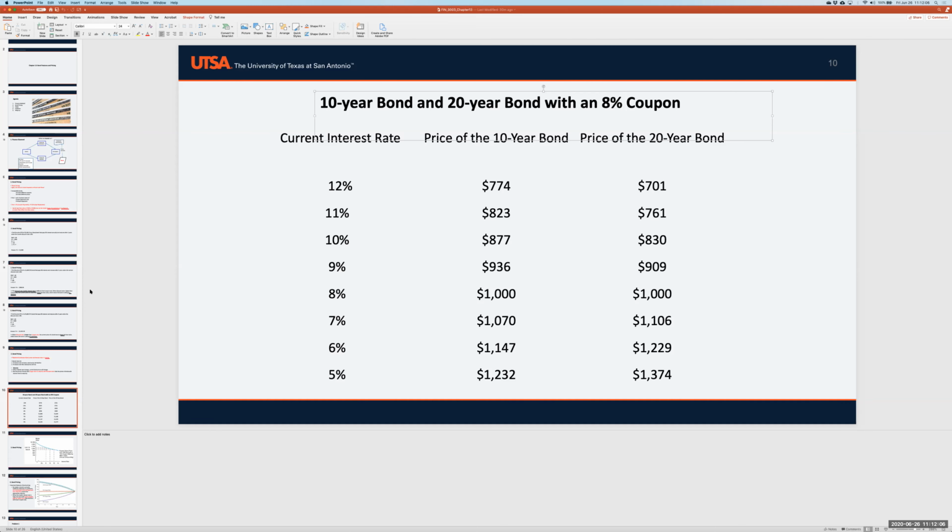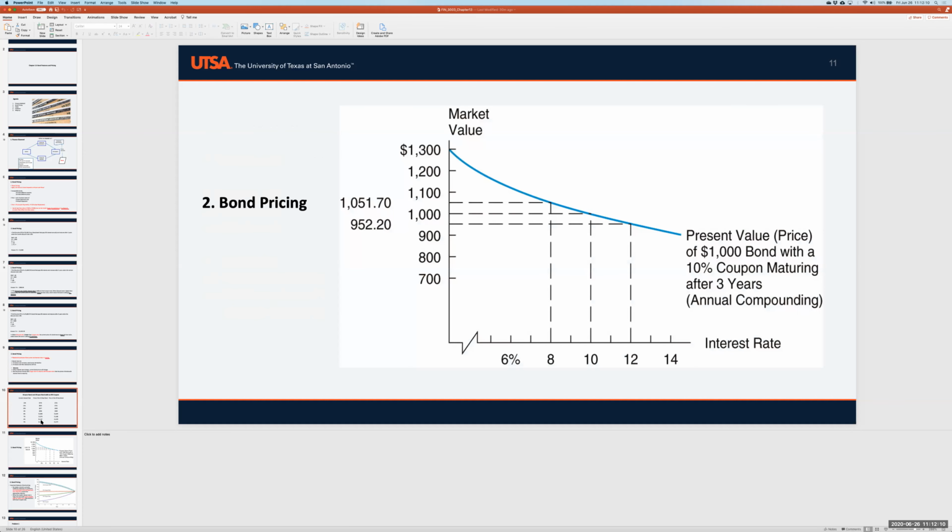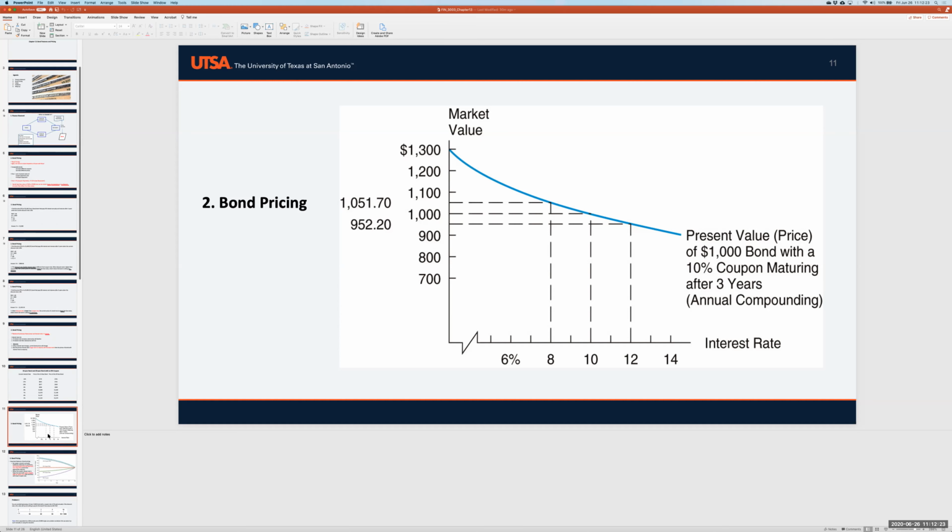This table just explains the prior slide. Let's move on. So as you see, we have an inverse relationship between the market value of the bond and the interest rates. When the interest rate is higher, we have a lower market value. The relationship is inverse. Let's go.